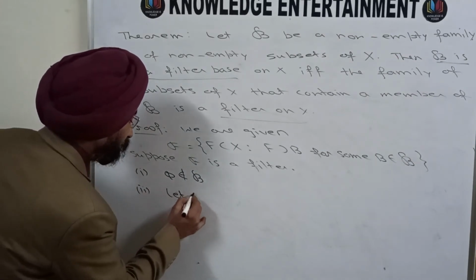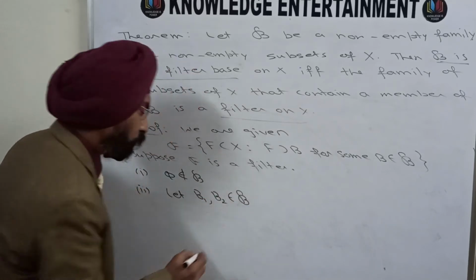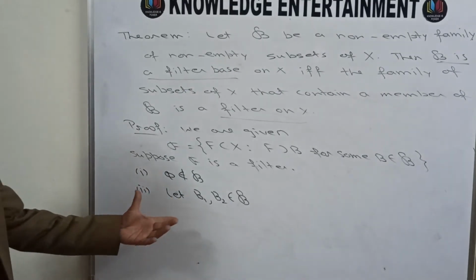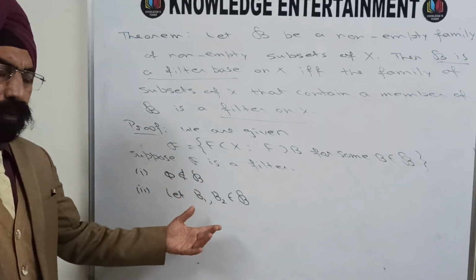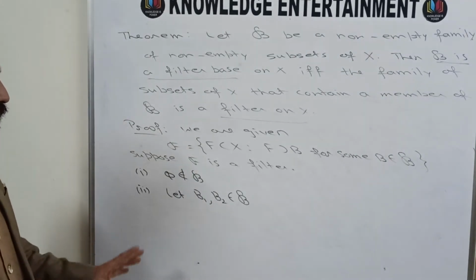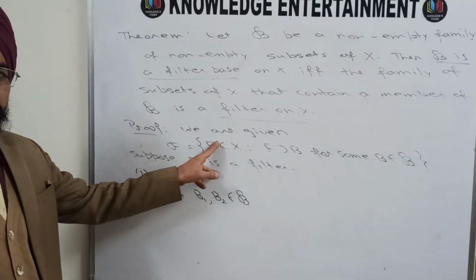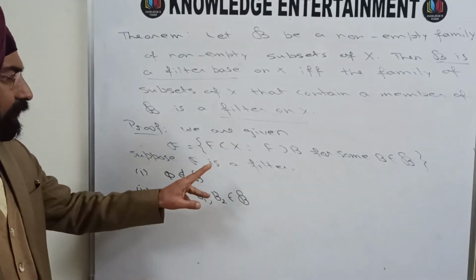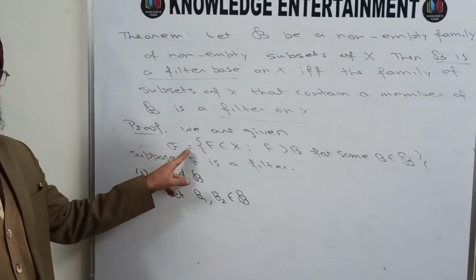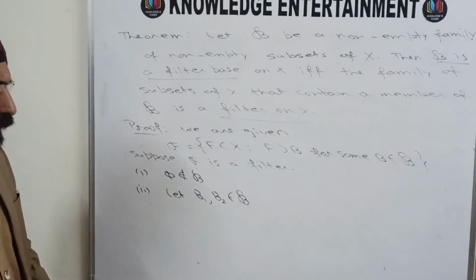Let B1 and B2 be two members of B. So what are we to do? We are to show that there is a member of B which is contained in B1 intersection B2. Okay. Since F is given to be a filter, and every B1, every B2 is contained in some member of the filter, there will be two members F1 and F2 containing B1 and B2.